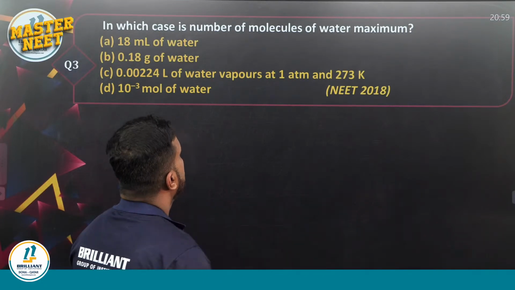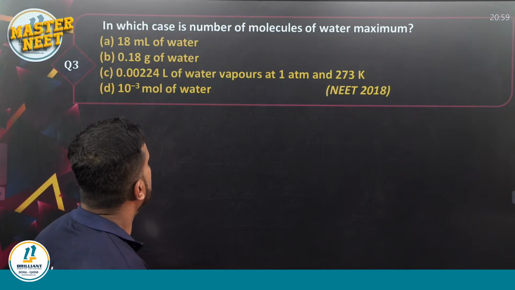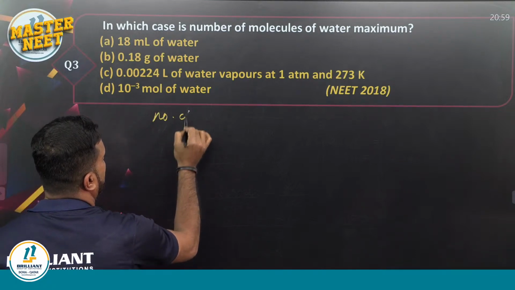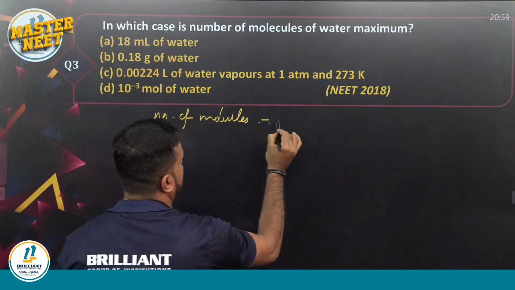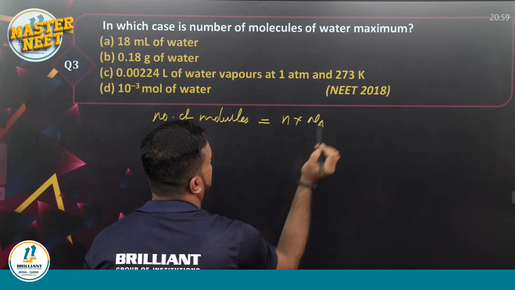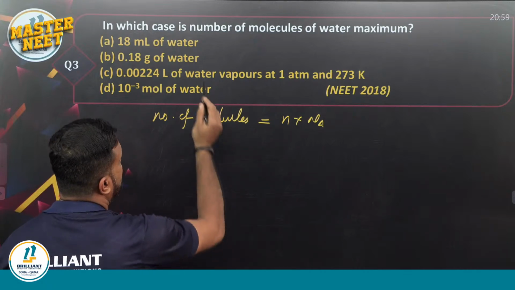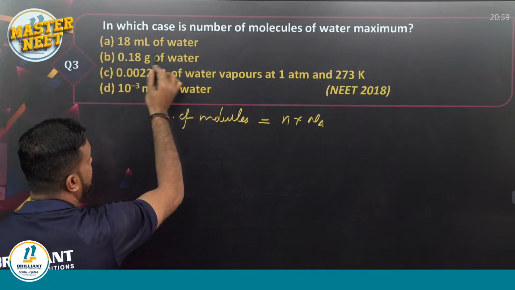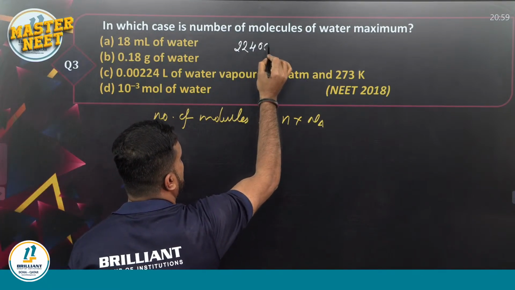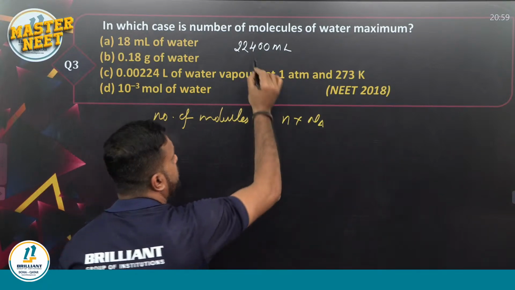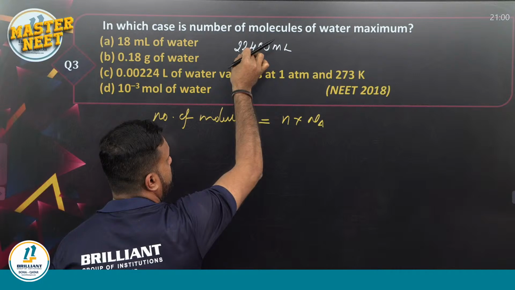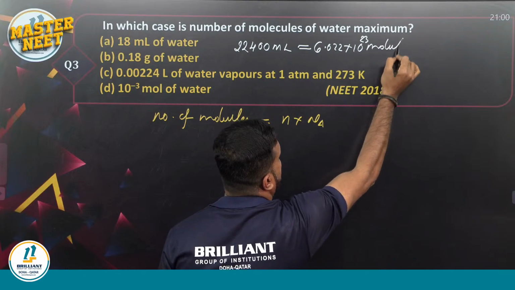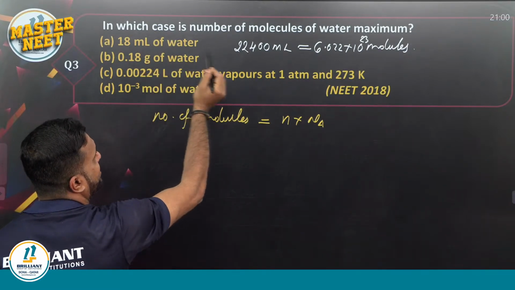The third one, again from a previous year: in which case is the number of molecules of water maximum? We have an equation for the number of molecules: number of moles into Avogadro number. But here they gave 18 ml of water, which is different. We have a relation: 22400 milliliter, means 22.4 liter, is equal to 6.022 into 10 power 23 molecules of water at STP. So wherever they give 18 ml, you can connect it like this.